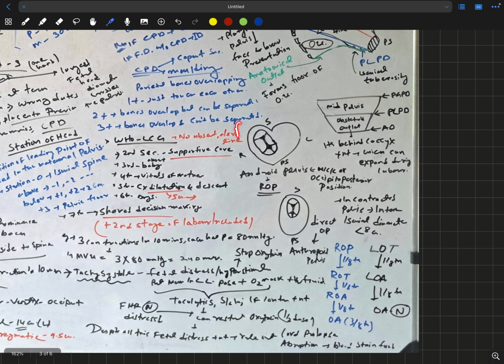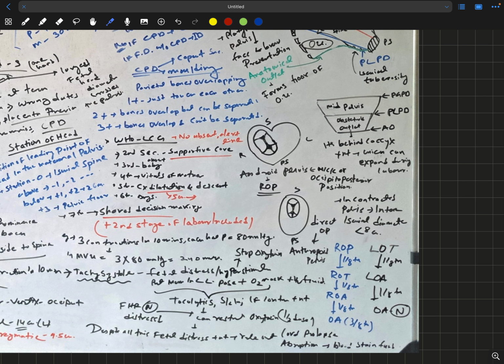Now if it is in ROP, how will it get to the normal position? You have to rotate like this. From ROP, right occipito posterior, it has to rotate 1/8 more. When it rotates 1/8 more, it is called right occipito transverse. From right occipito transverse it goes to right occipito anterior, then completely occipito anterior. So this is rotating 1/8, 1/8, 1/8, a total of 3/8 rotation. It will go to occipito anterior. There may be arrest in between, and there will be anomalies. We will discuss that later.